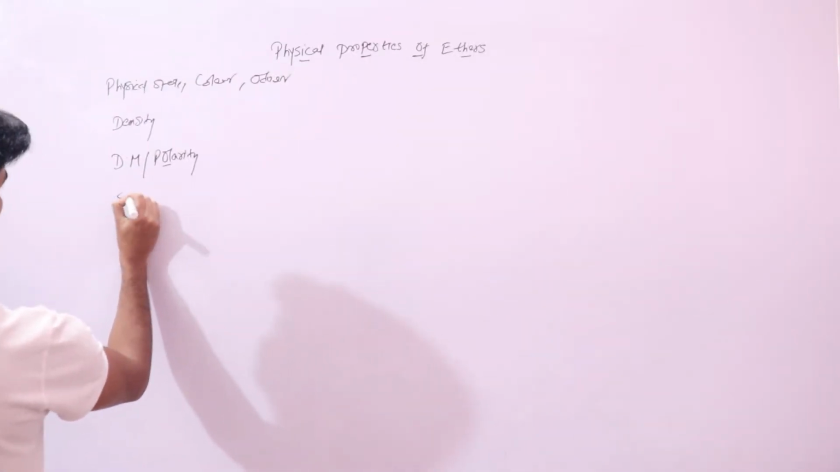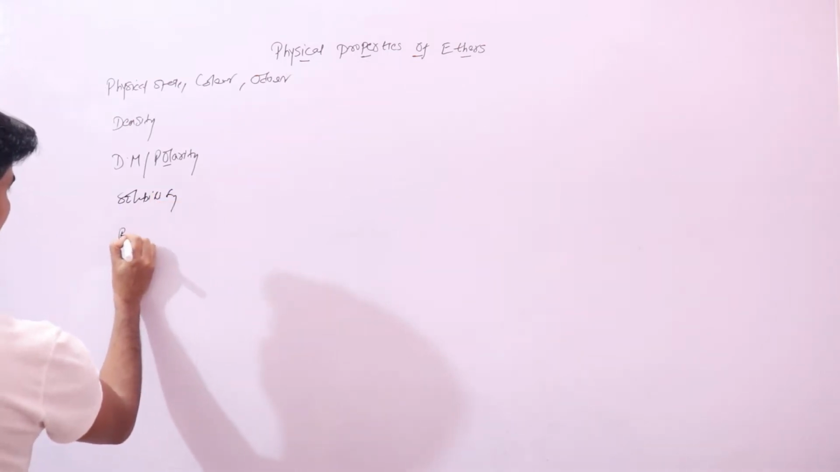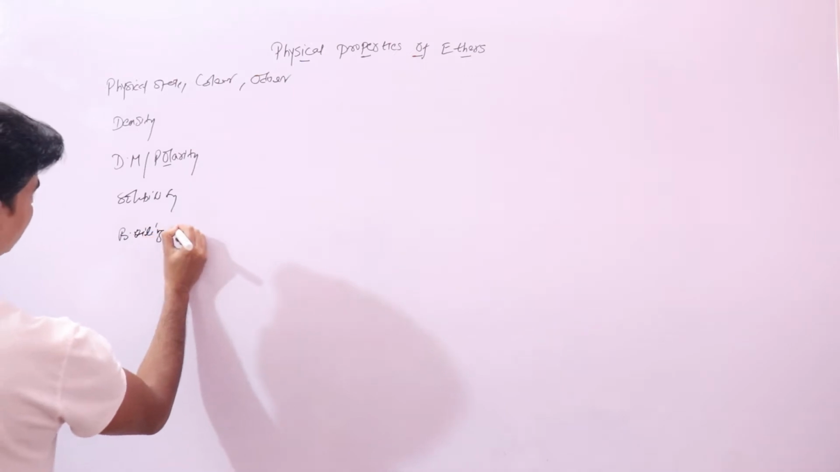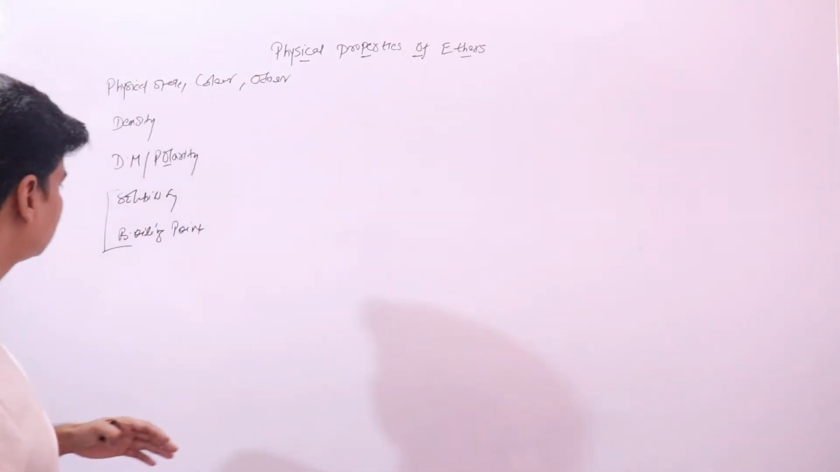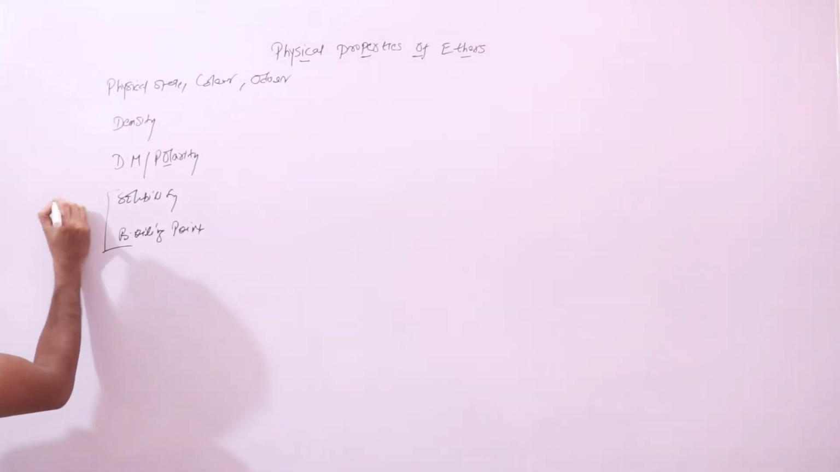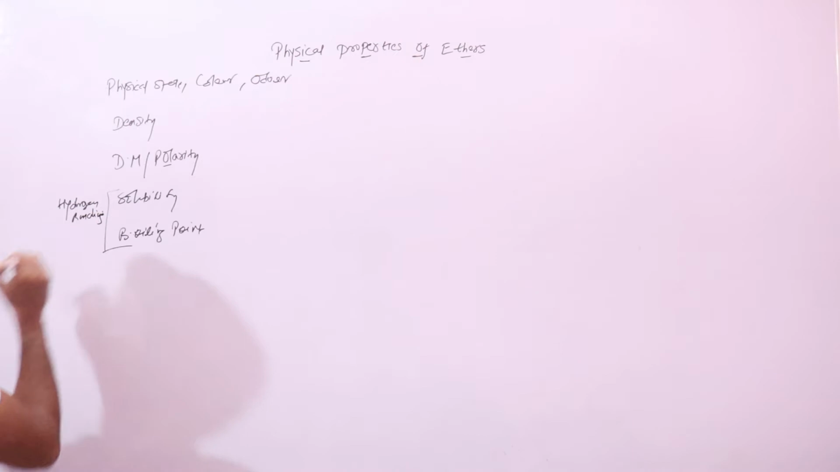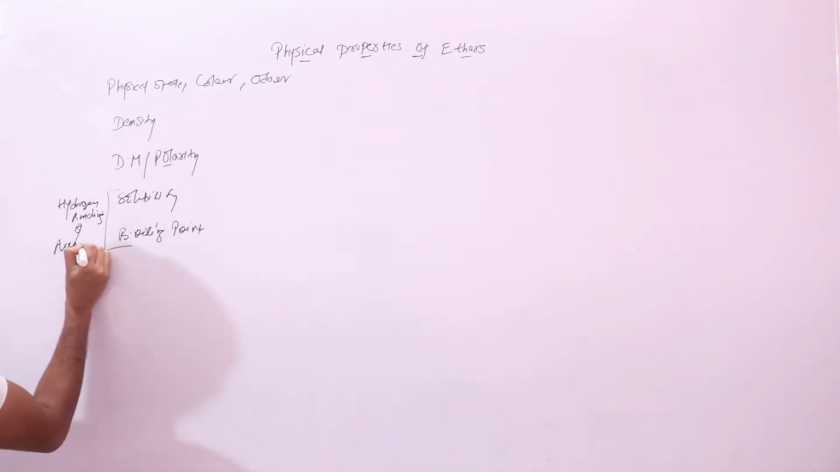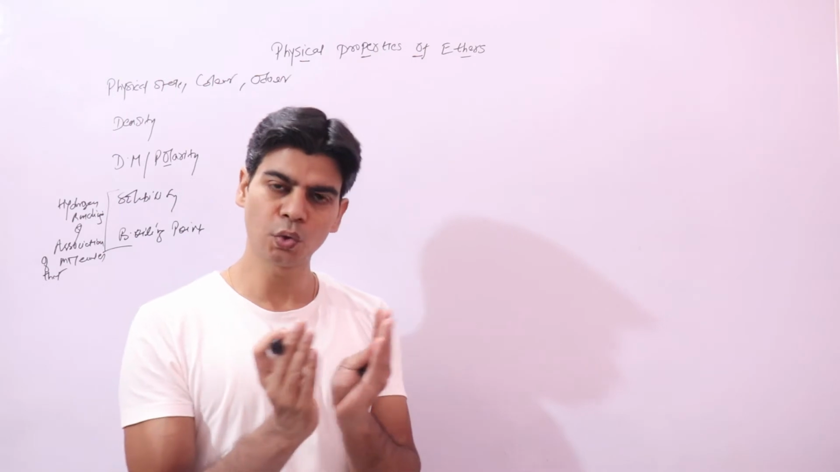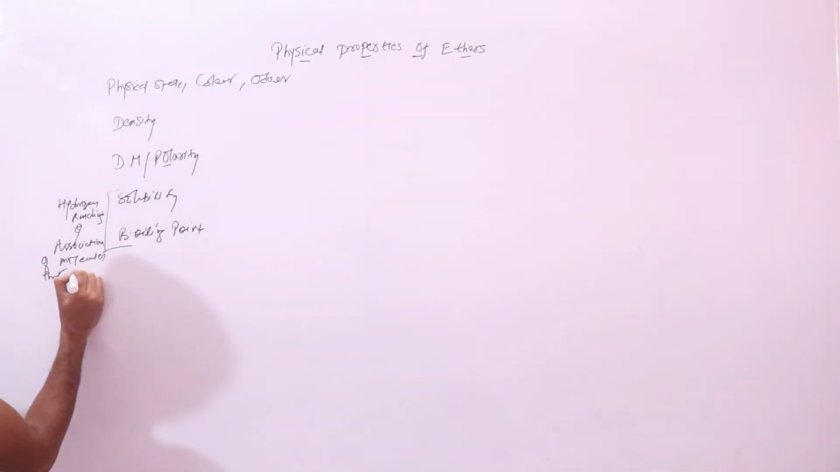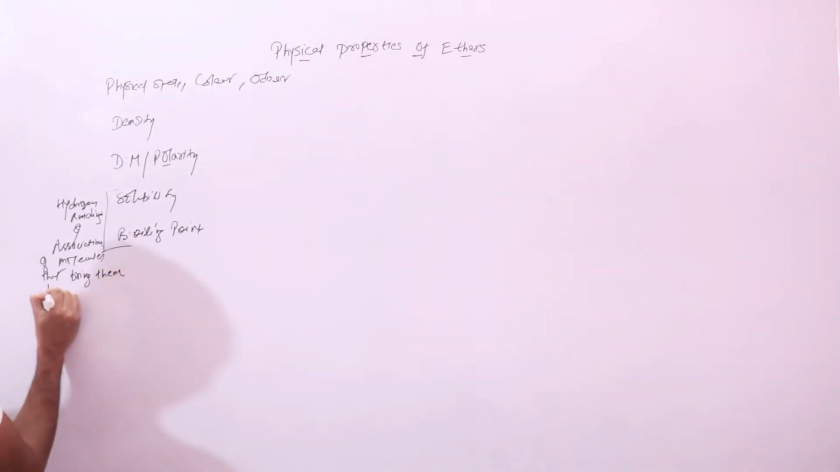Then we study solubility, melting point, and boiling point. And just remember, based on our previous lectures, solubility and boiling point depend on hydrogen bonding and association of molecules, of organic molecules, that bring these molecules together. These are some of the things that we study.